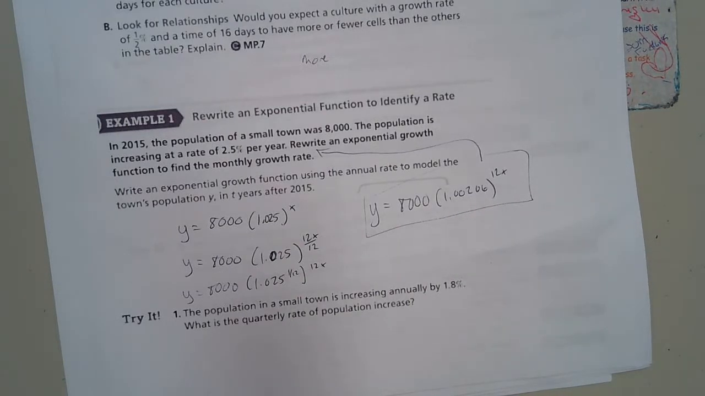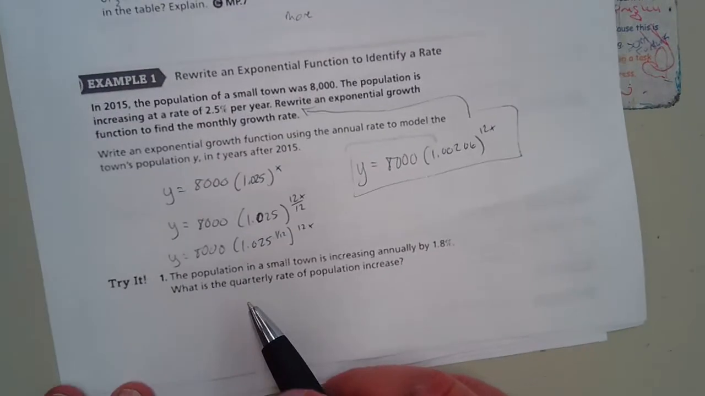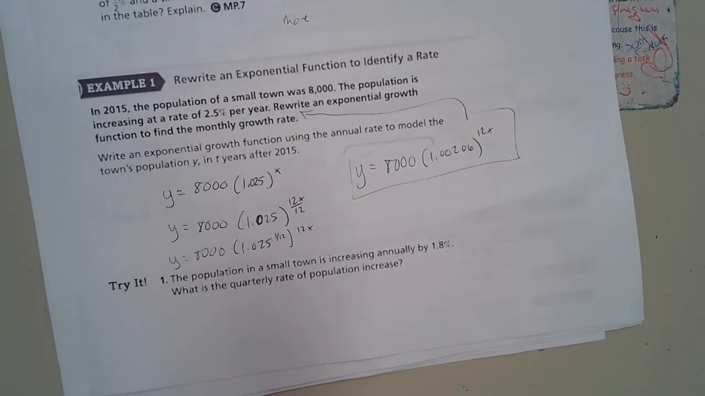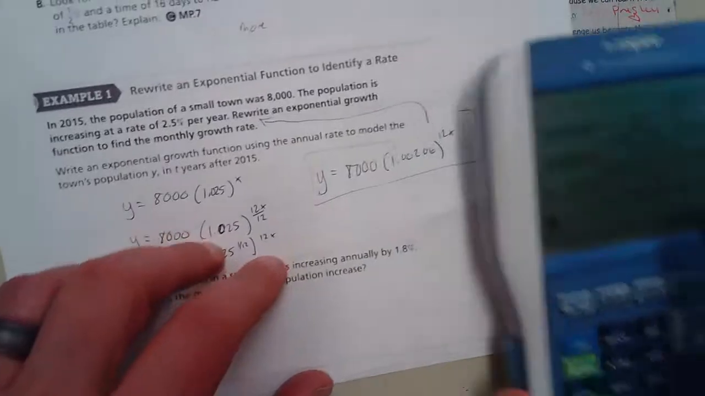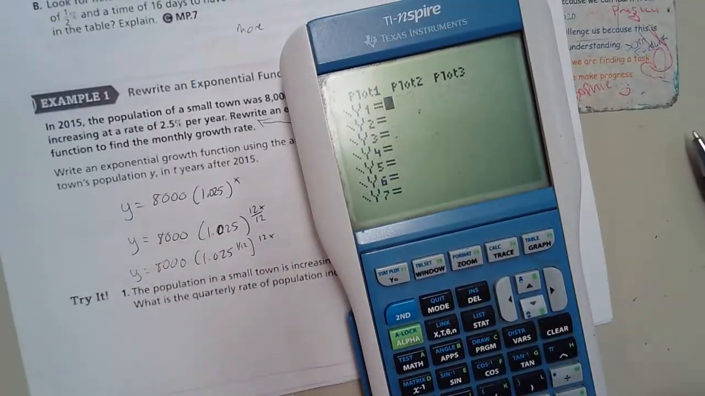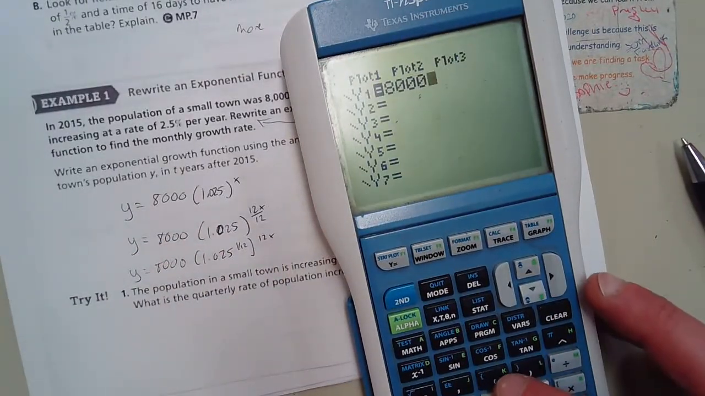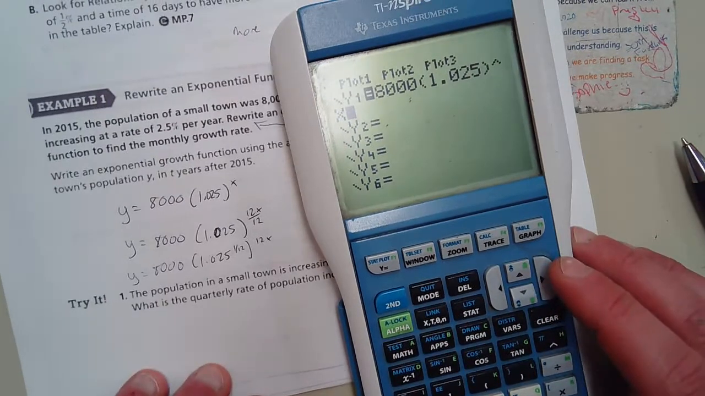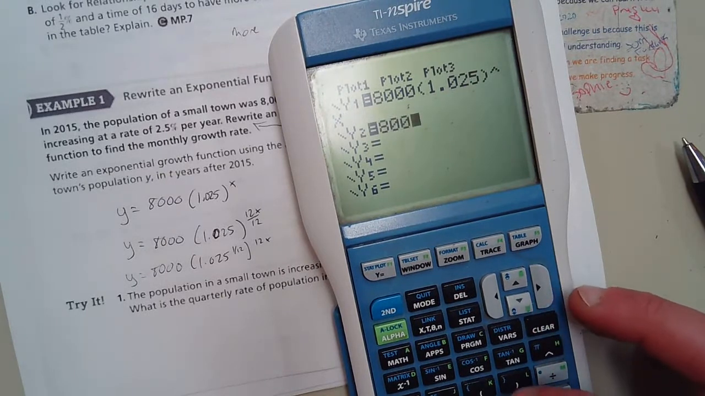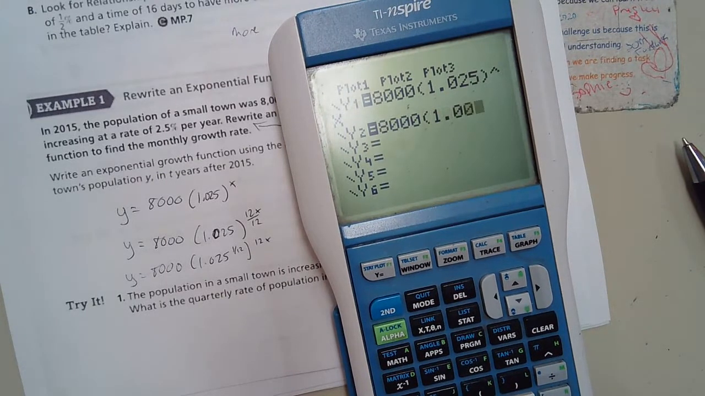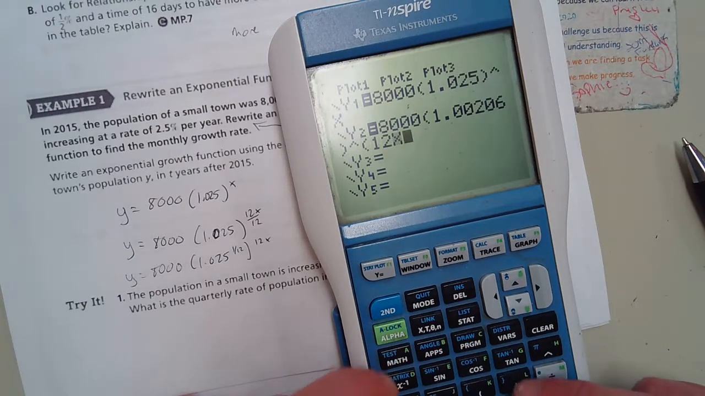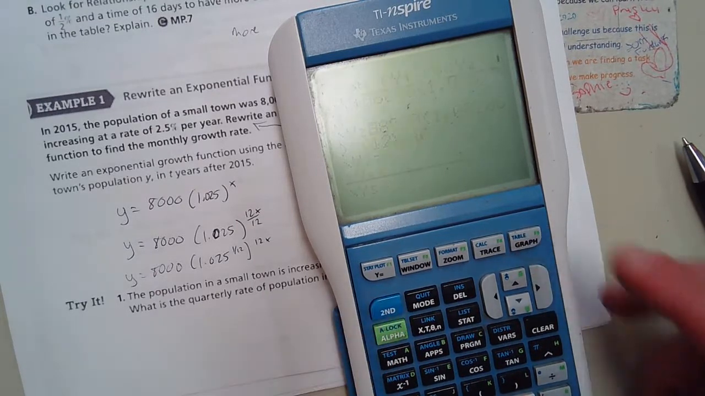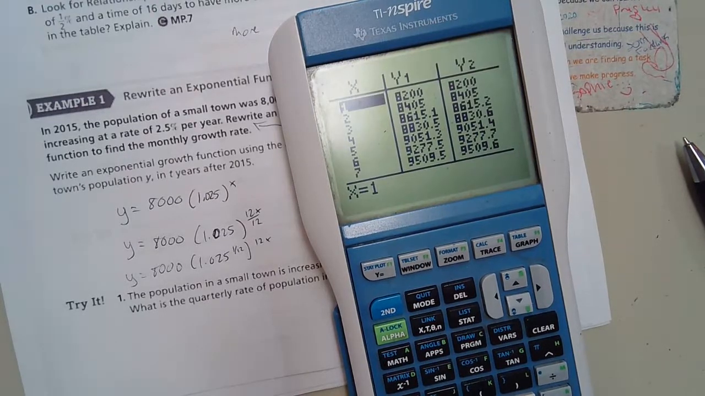Okay. And they ask us to do the same kind of thing with this one. It says population in a small town is increasing annually. Actually, sorry, before we jump to that, let's go ahead and throw these in the calculator so you can actually see what I'm talking about. So the 8,000 times 1.025 to the x, that was our base normal equation. Then we have our 8,000 times 1.00206 to the 12x.